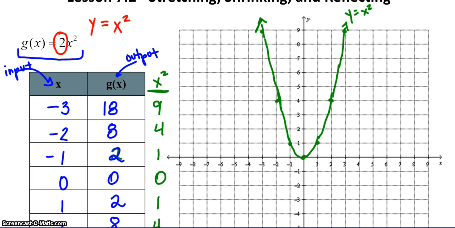And what we calculated in blue was y equals 2 times x squared. So we're going to take our x squared and multiply each output by 2. And what we found was when we put a -3 in, we get an 18 out, which is not on our grid. When we put a -2 in, we get an 8 out, which is on our grid. When I put a -1 in, I get a +2. When I put a 0, I get a 0. When I put a +1 in, I got a 2 out. When I put a +2 in, I got an 8 out.